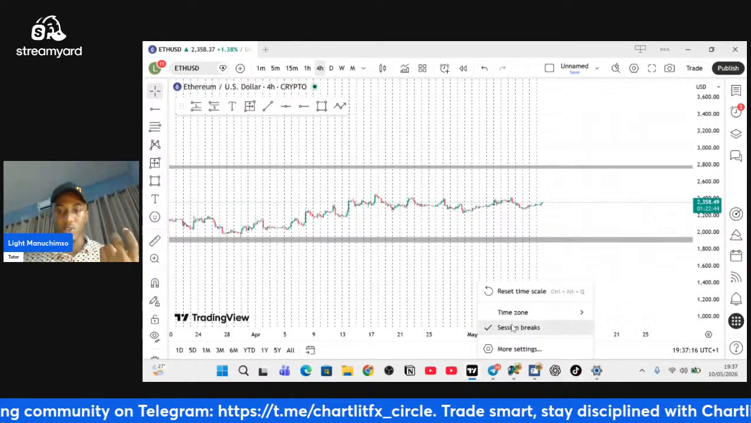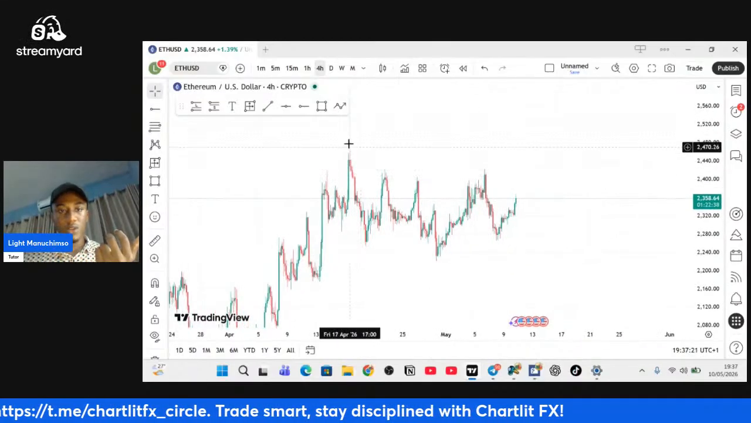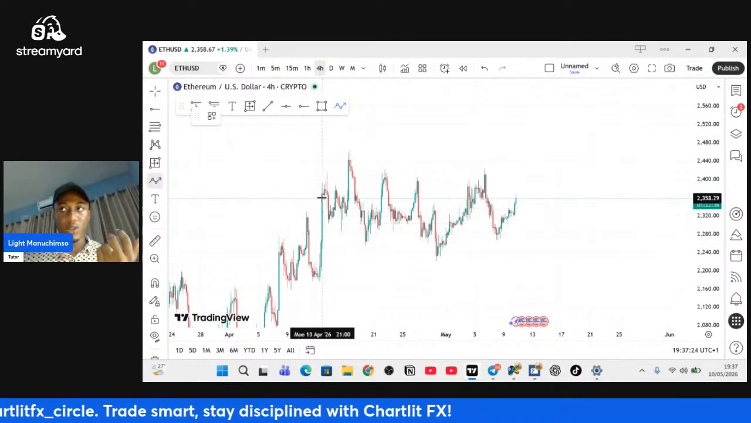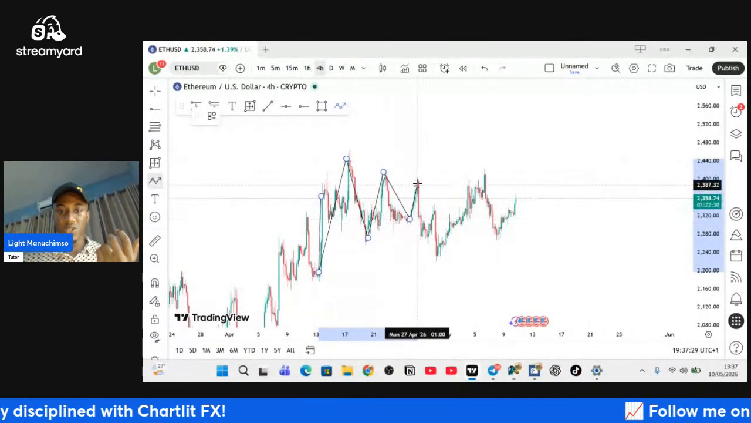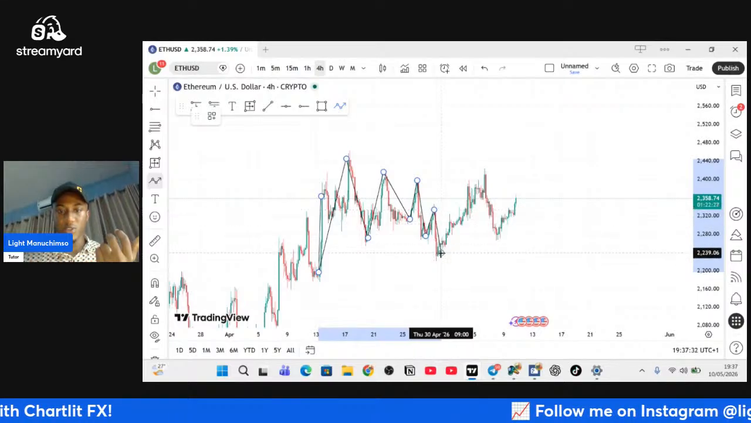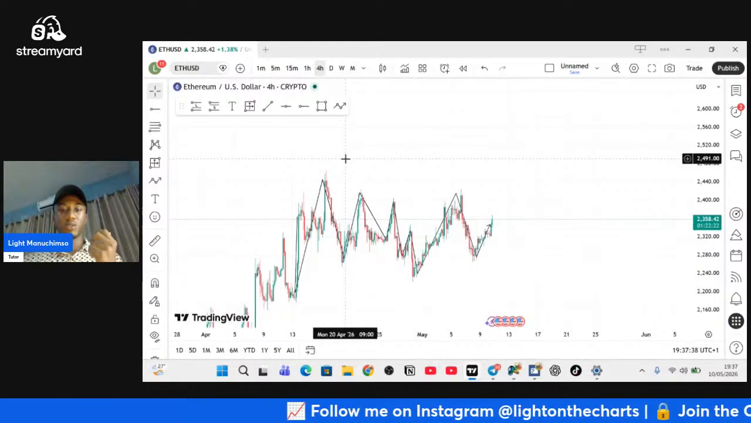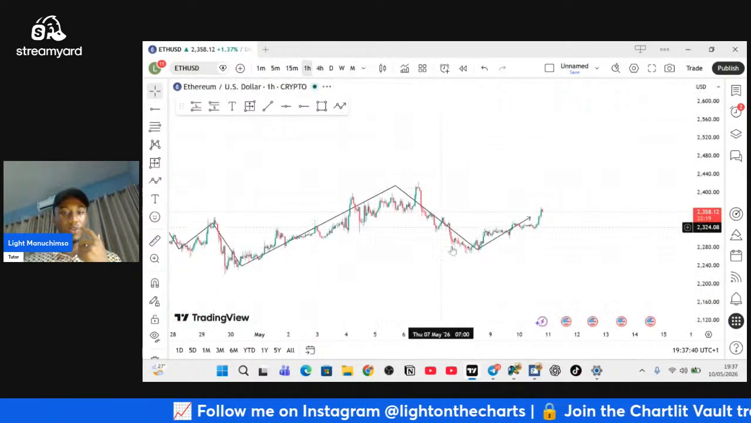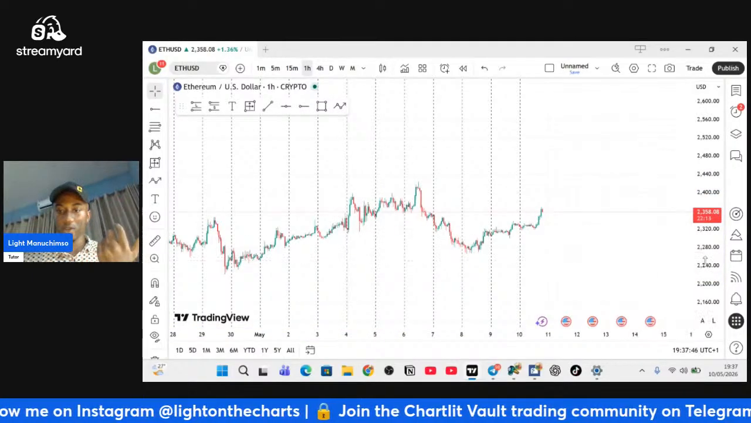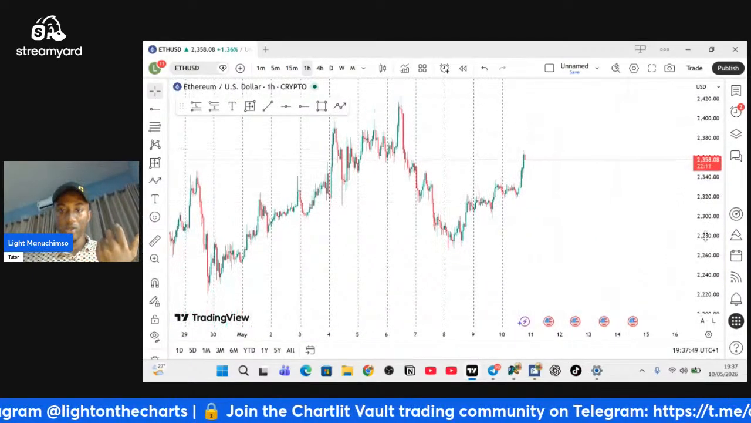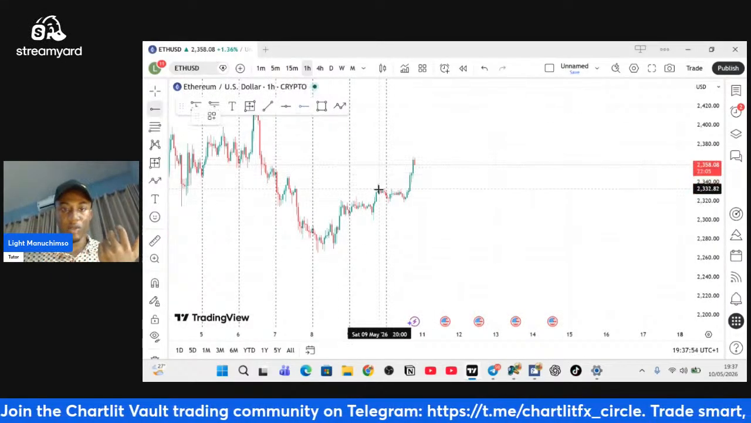Let me turn on the session break so you don't get confused. On the 4 hour, I'm seeing price kind of rejecting, hesitating. It's just choppy, neutral direction. It's just ranging. Price is ranging. So that is what I'm seeing on Ethereum. And I go down to the 1 hour. On the 1 hour, this is when I turn on my session break and I mark the previous day's high right here.